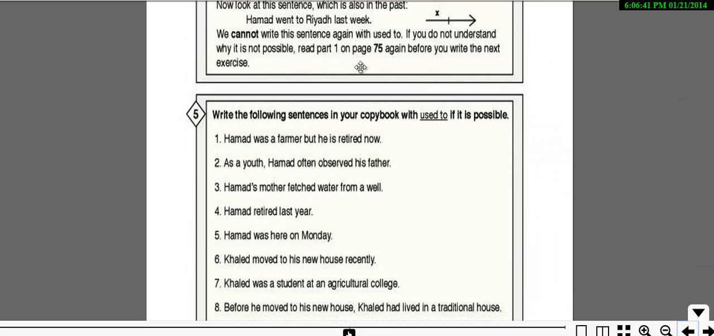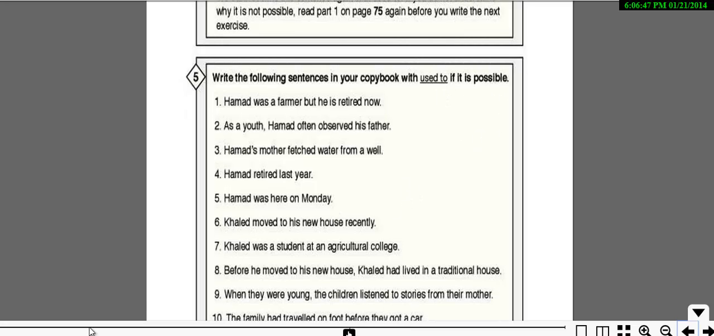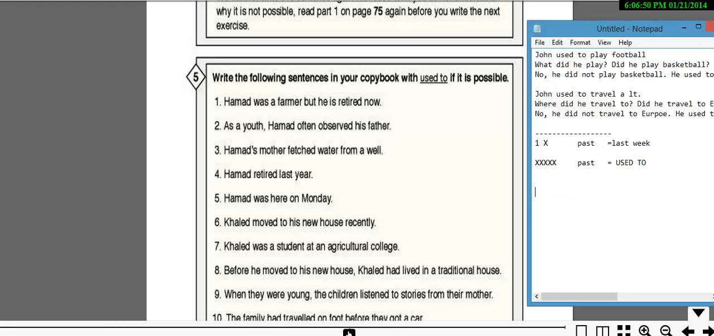Now write the following sentences in your copybook, or maybe notepad, with used to, if it is possible. So let's see which one we can change. Hamid was a farmer, but he is retired now. He used to be a farmer, but he's retired now. And then as a youth, Hamid often observed his father.